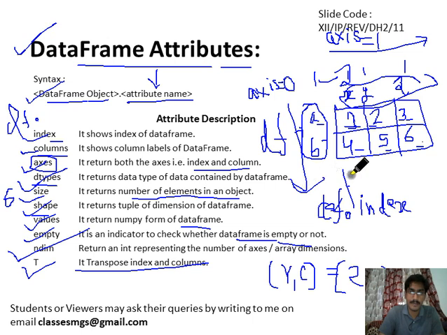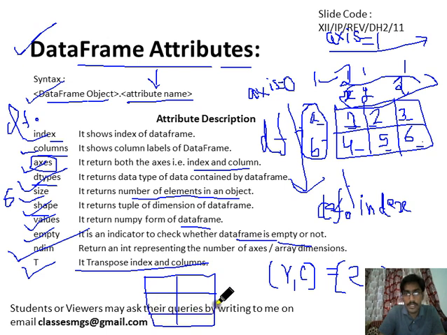For this particular DataFrame, let's suppose someone writes df.T, then what will be the output? The output will be that rows become columns and columns become rows. What is the first row? 1 2 3, so it will become a column 1 2 3. What is the second row? 4 5 6, so it will become a column 4 5 6. So this is how the transpose works. So these are all the attributes. 1 or 2 marks questions may be asked, so keep those in mind.